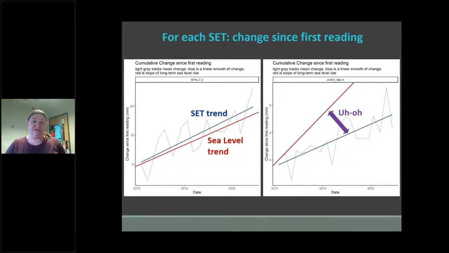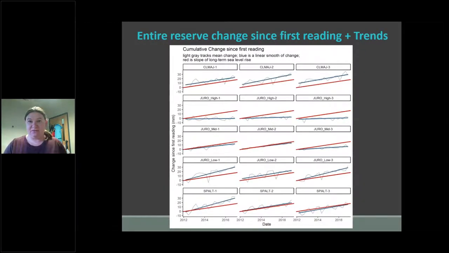So you want to know if the lines are generally parallel or not. Keep in mind, this will also be produced in a tabular format, but that would make for a less interesting webinar. So this is the graphic version of it. Next. We can also compile this as just a single graphic for the whole reserve, so you can see at a glance how your SETs compare. So at the reserve level, this will all be produced. Okay, next.